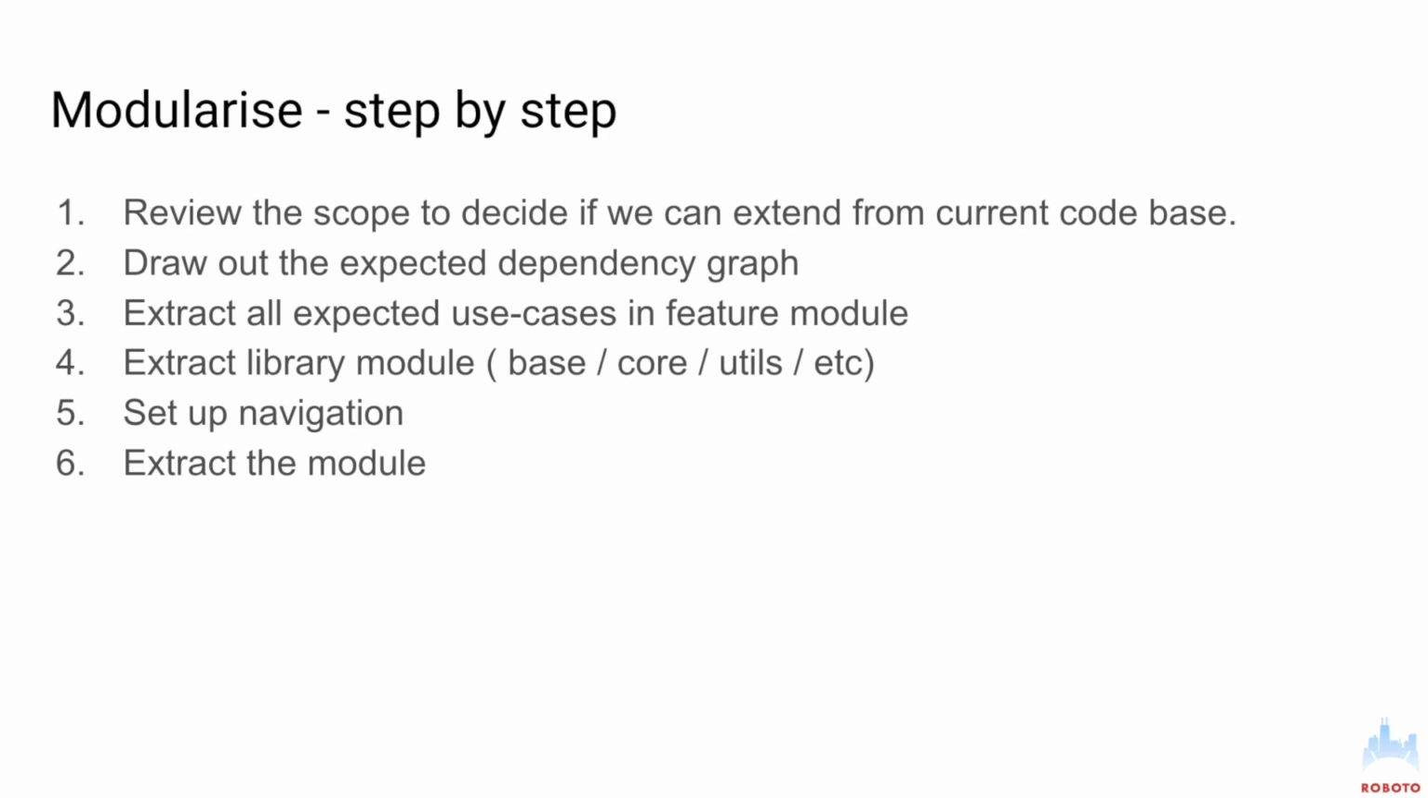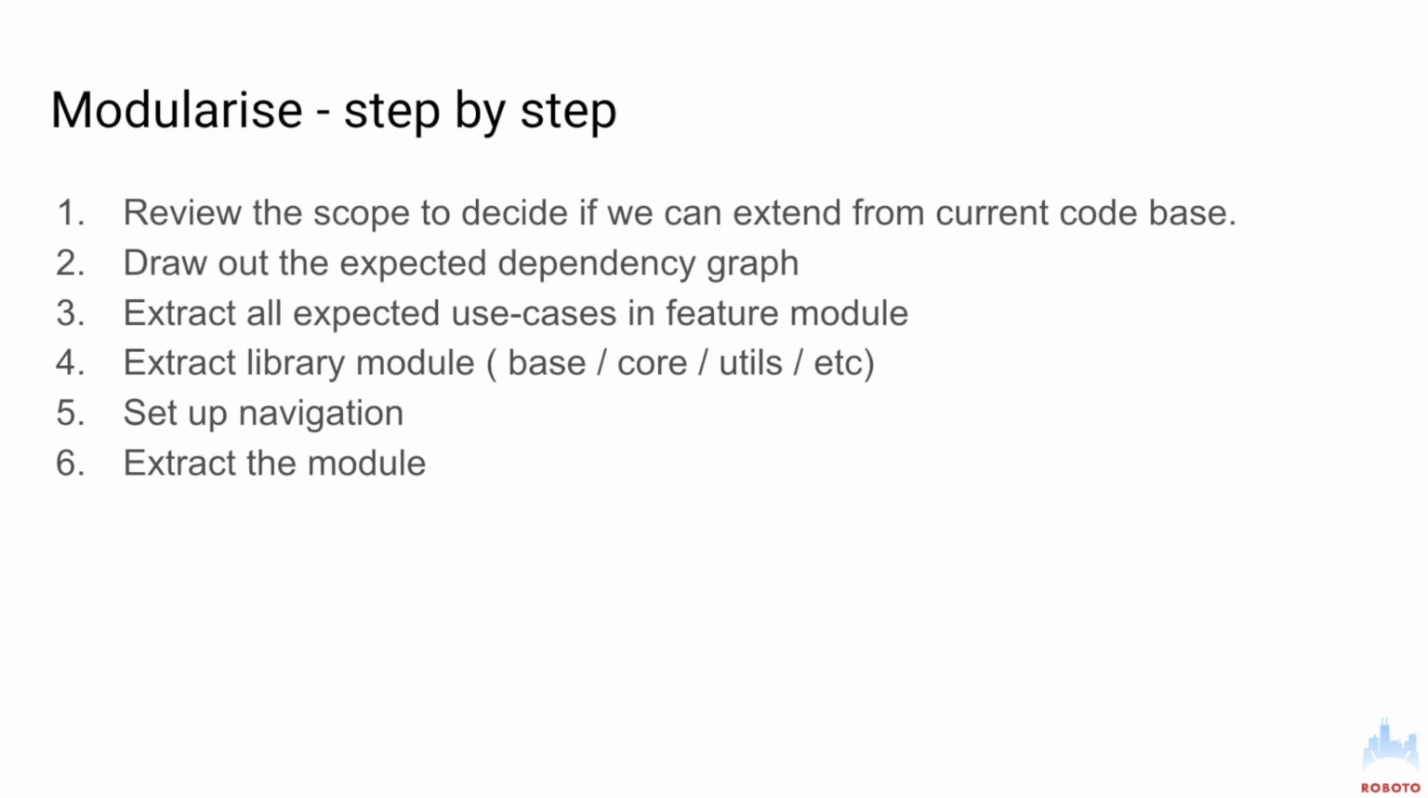Here's the step-by-step process that we personally think could be really helpful for you to follow whenever you want to create a new feature module. First, you need to review the scope of the feature and also the code base, to decide if you want to extend the current code base or create a new feature module. Then draw out the expected dependency graph to understand the relation between the existing feature modules.